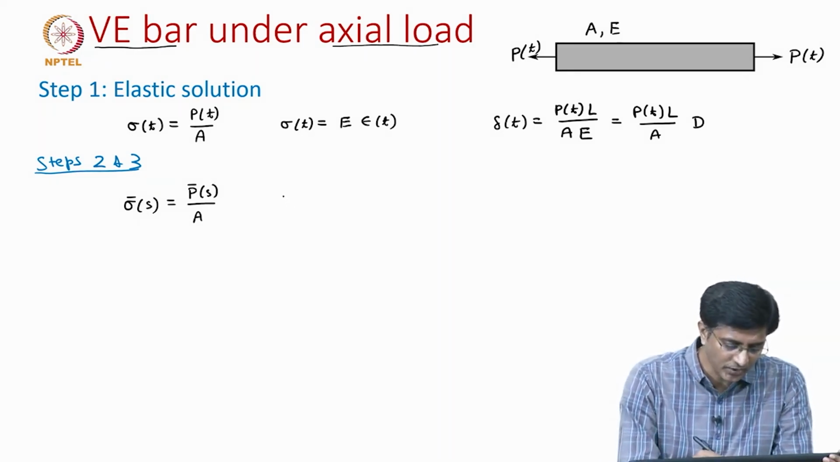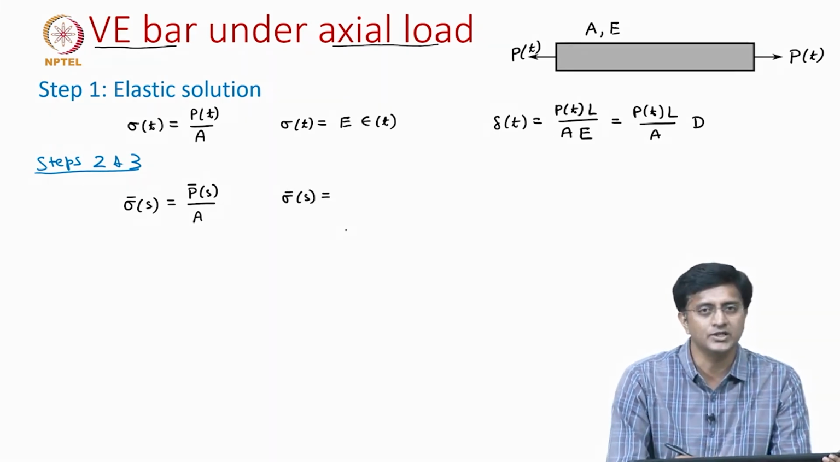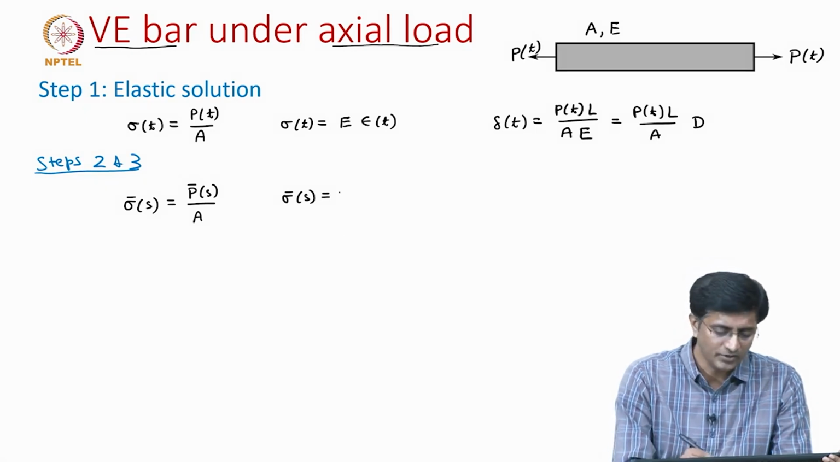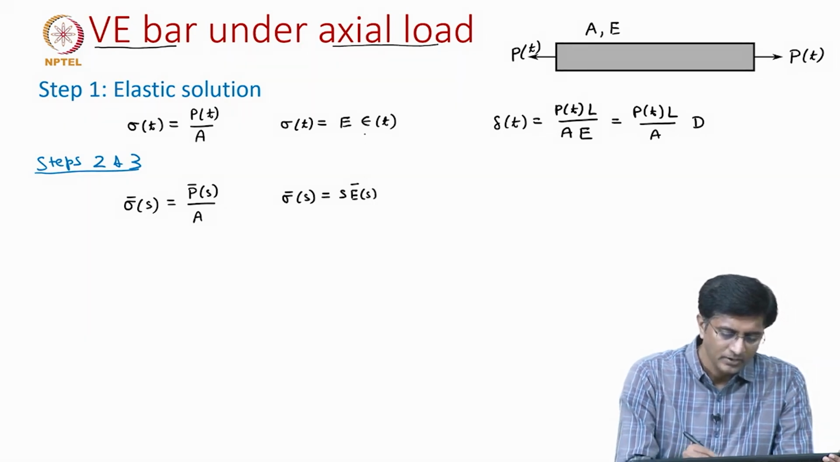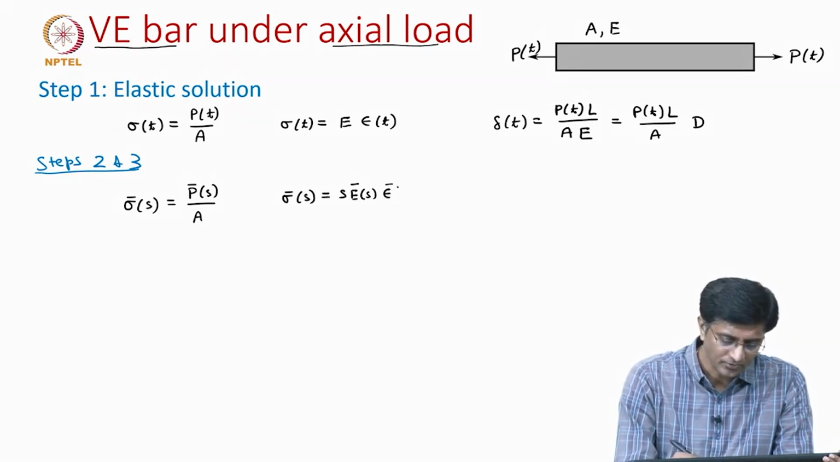Similarly, for the second equation, it will be sigma of s equals, now we have an elastic constant E. So, we said for this elastic constant we will write it as s times E of s, and epsilon is a variable, so we will simply write it as epsilon of s.